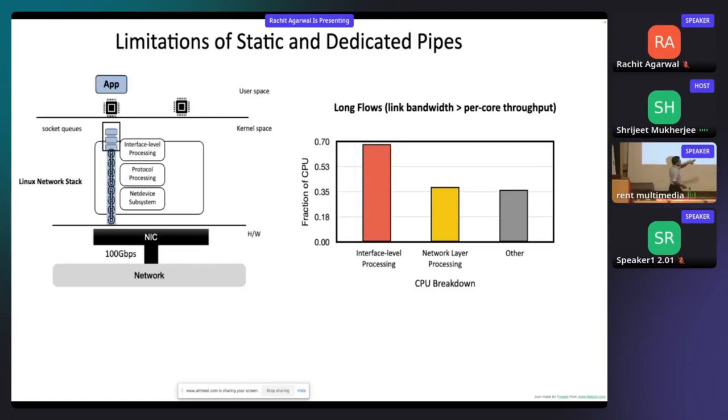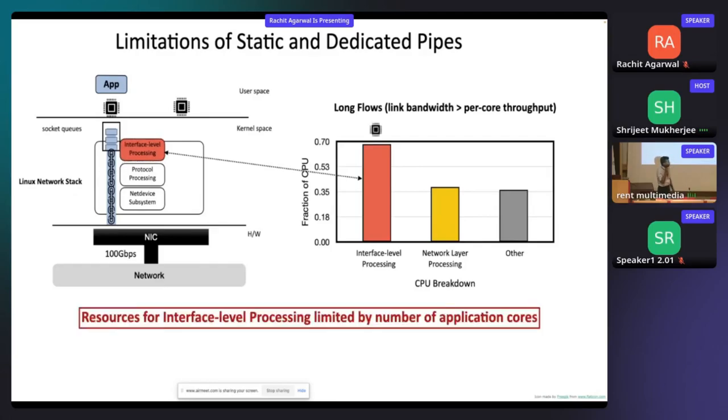So interface level, you can imagine, is basically doing data copies. This is doing all kinds of scheduling that needs to be done. Network layer processing is transport layer processing, et cetera, and others will be scheduling overheads, memory management, everything goes here, and the net device subsystem. So in this experiment, not very surprisingly, what you can see is that for long flows, most of the problem is coming from the interface level processing, because I have to do data copy, that's where a lot of cycles go today. In the case of long flows, most of the CPU cycles are going into interface level processing.